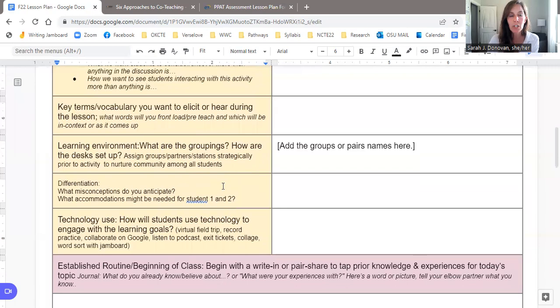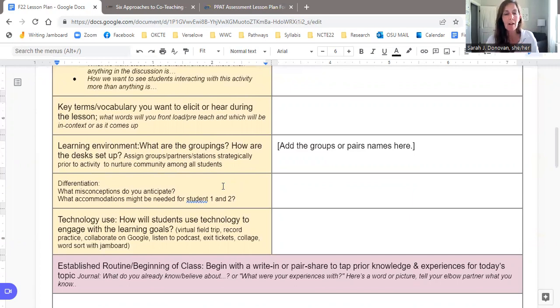This is where the differentiation comes in, and what kind of misconceptions students might have. Students might confuse mode, argument, and narrative. Students might be confused about point of view and perspective. Students might be confused about first and third person. Students might be confused about how to start.